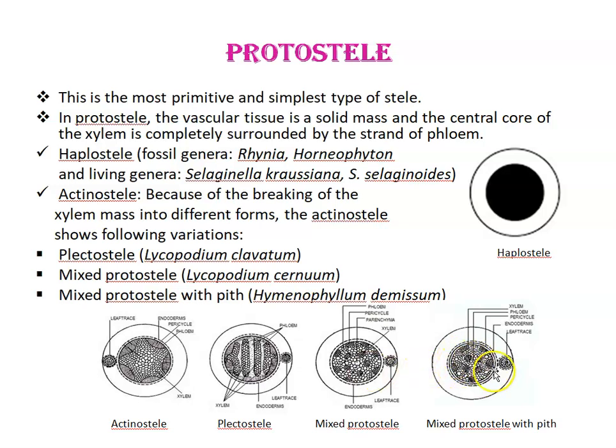Next is mixed protostele with pith. Just look at this diagram. In mixed protostele with pith, in the center there are parenchyma cells associated along with the tracheids, for example in Hymenophyllum. So it may be derived from transformation of the tracheids into parenchyma and may be the first step in the formation of pith. So such a type of protostele is termed mixed protostele with pith.